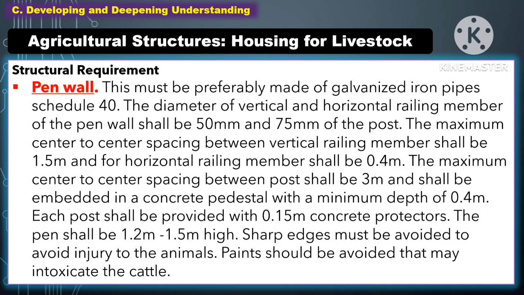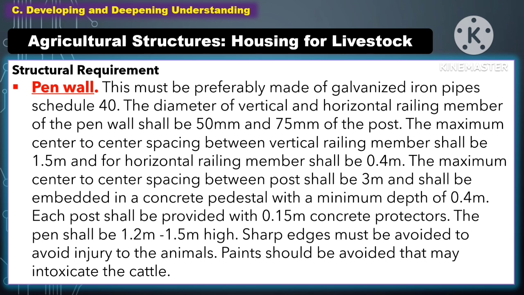Another structural requirement for housing is the pen wall. This must preferably be made of galvanized iron pipe Schedule 40. The diameter of the vertical and horizontal railing members of the pen wall shall be 50 mm, and 75 mm for the post. The maximum center to center spacing between vertical railing members shall be 1.5 meters, and for the horizontal railing members 0.4 meter.